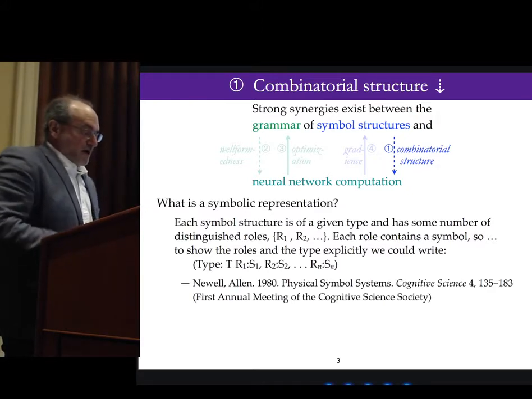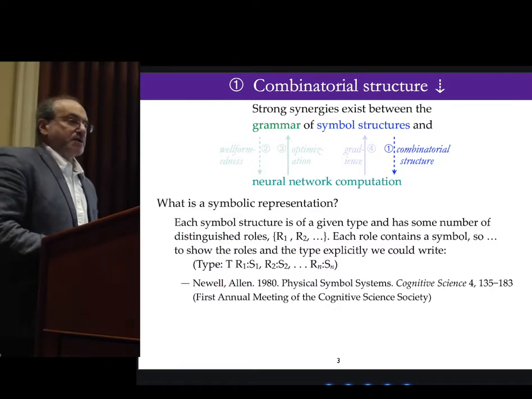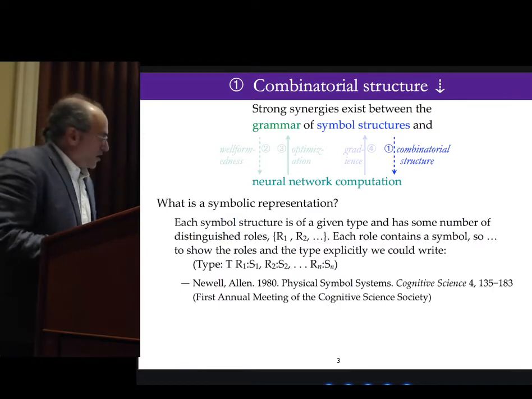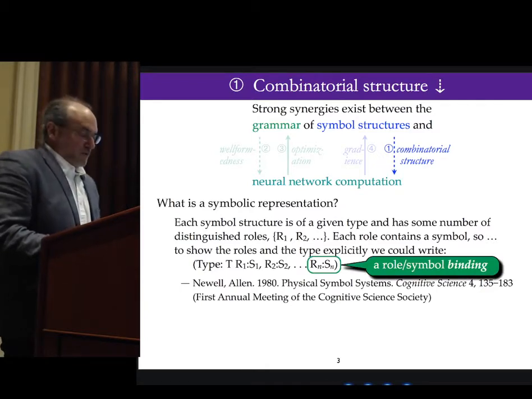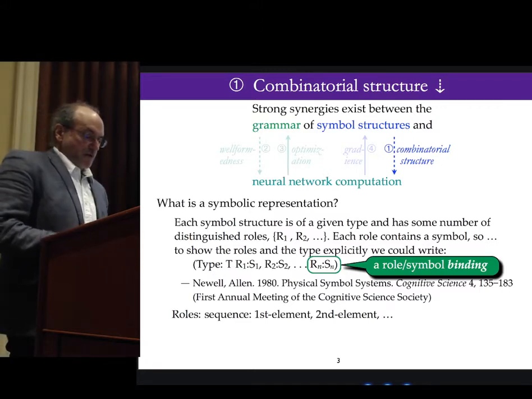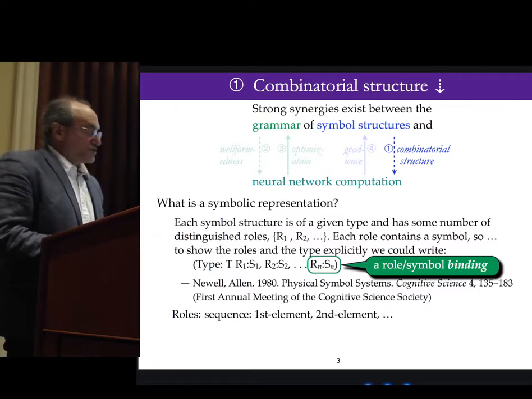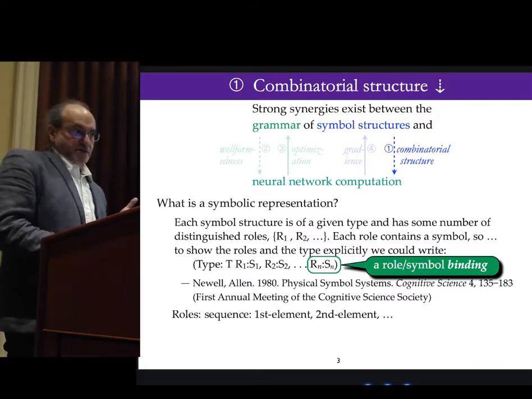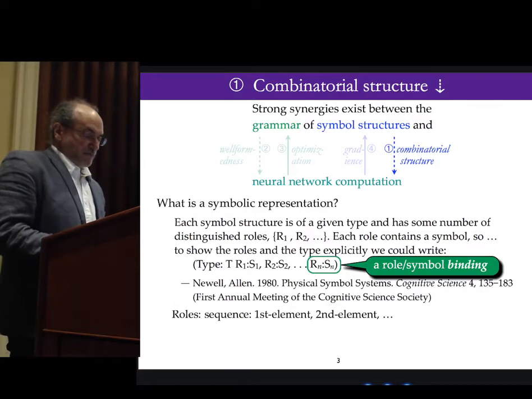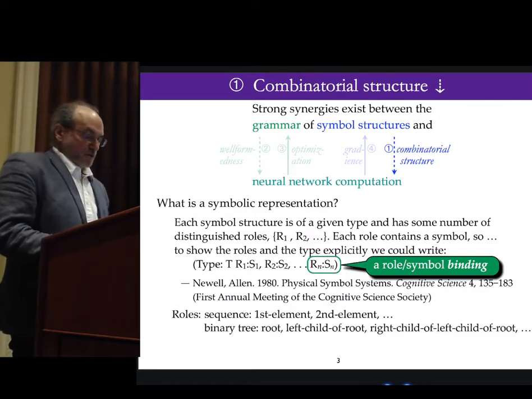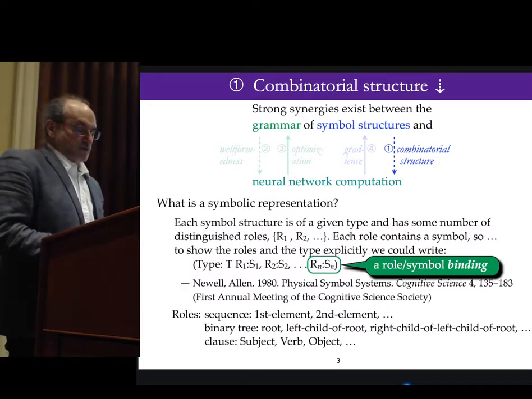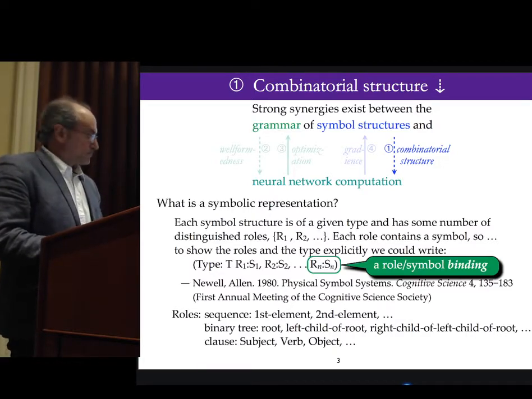We call each pair, such as Rn, Sn, a binding of a role and a symbol. To illustrate the notion of role used here, we can consider the type symbol structure, which is a string or sequence of symbols. One set of roles for this type of structure would be first element, second element, and so forth. The structural type of binary tree has an analogous set of positional roles. Or for the structure of a clause, we might adopt syntactic roles like subject, verb, and object.